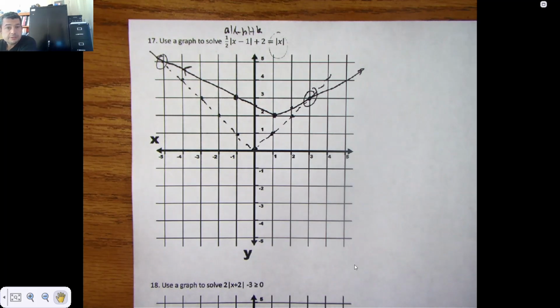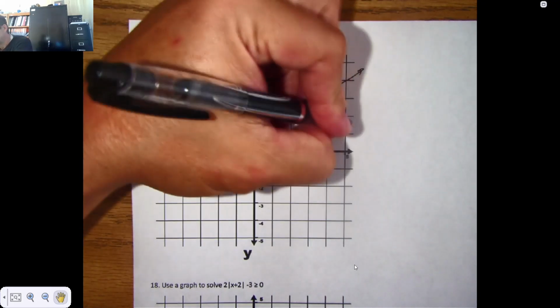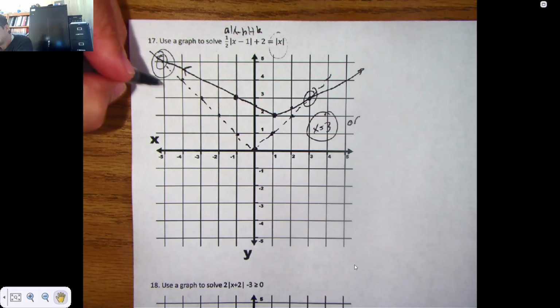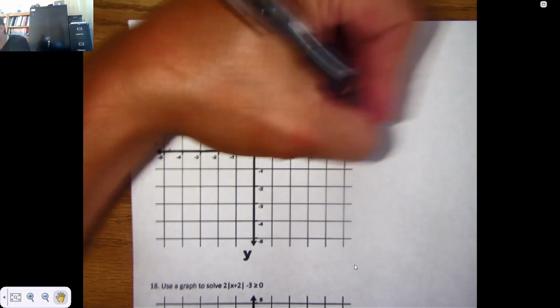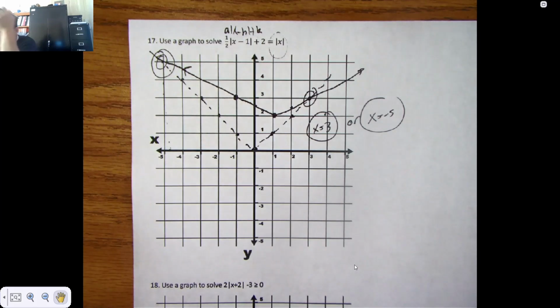One of your intersections is at x equals 3. That is a solution. Or the other one's way back here. If we just look down at the x-axis, x equals -5. You know, you have to actually show me the graph on your test. You do. And there's no issues about it.